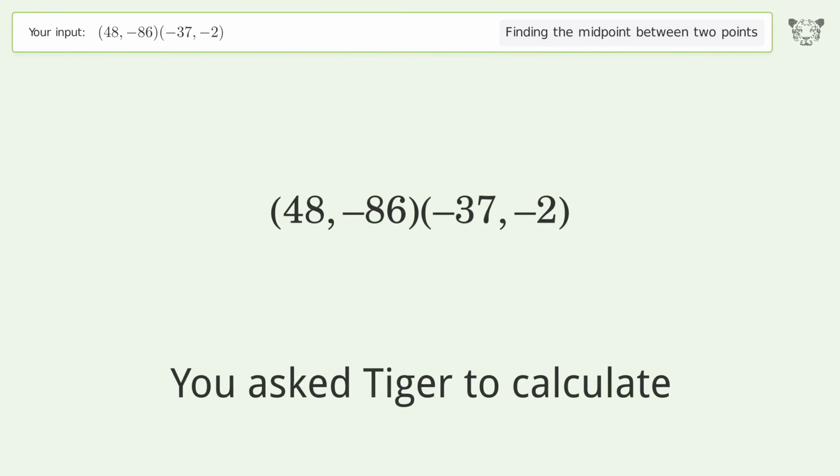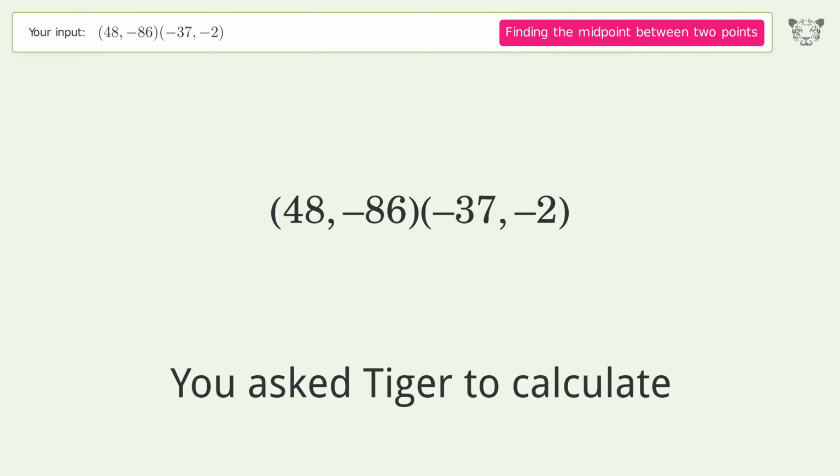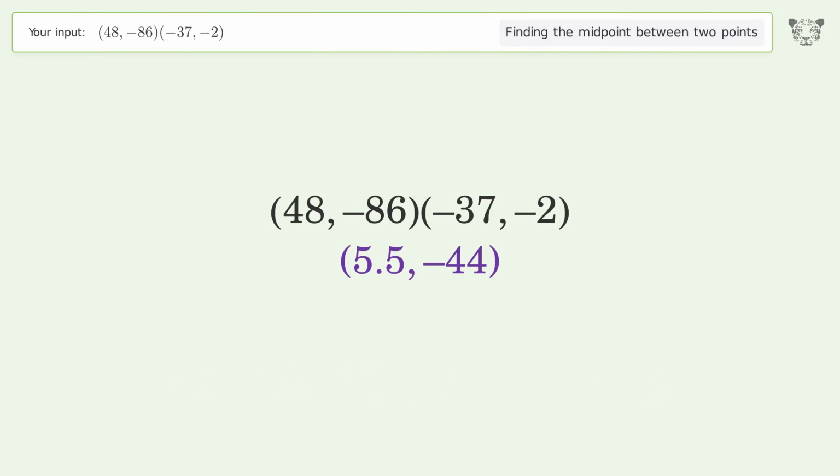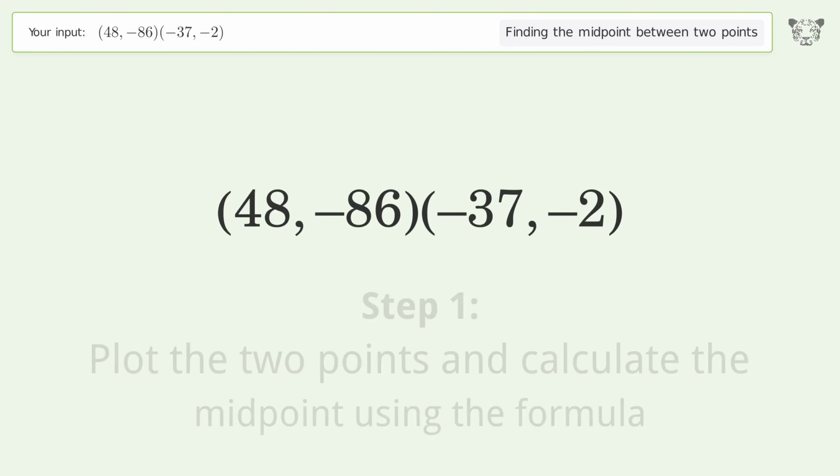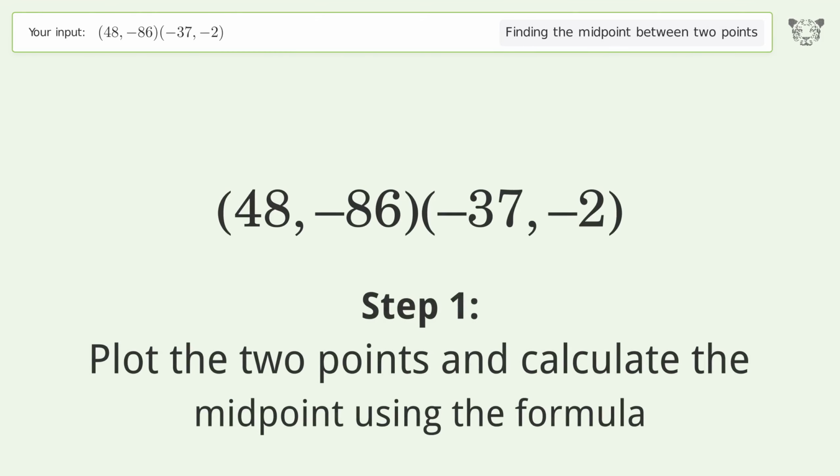You ask Tiger to calculate. This deals with finding the midpoint between 2 points. The midpoint between the 2 points is 5.5, negative 44. Let's solve it step by step. Plot the 2 points and calculate the midpoint using the formula.